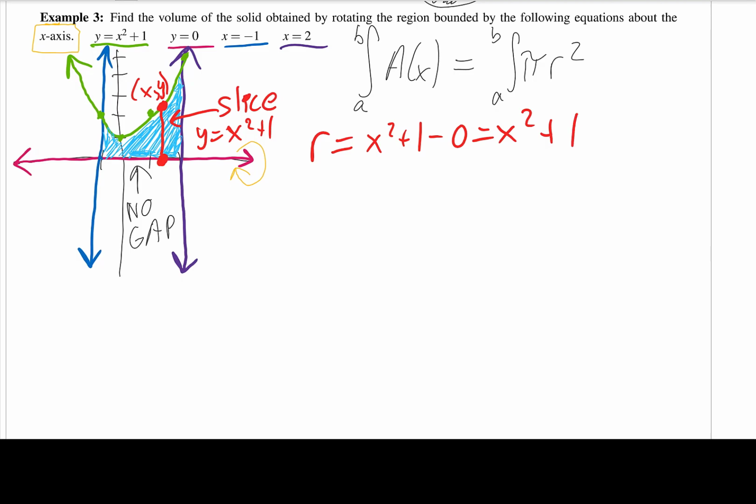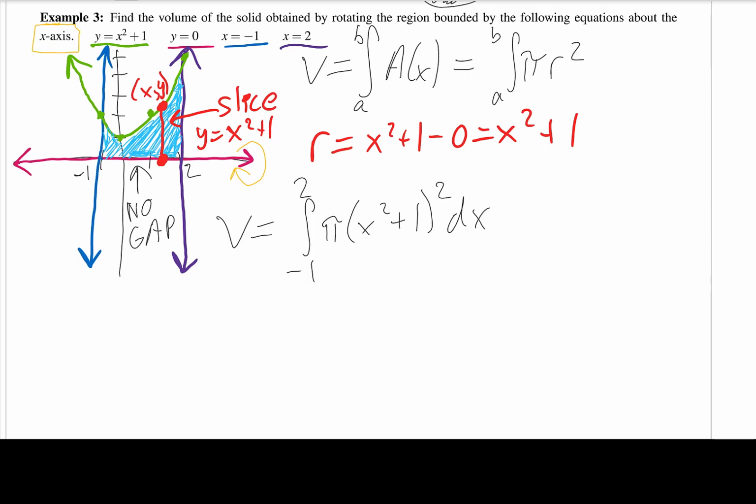So then our integral becomes V equals the integral from a to b, so that's going to be our leftmost and rightmost x values. We know this was negative 1, and this was 2. So it should be the integral from negative 1 to 2 of pi r squared. So this is going to be pi times x squared plus 1 squared dx.